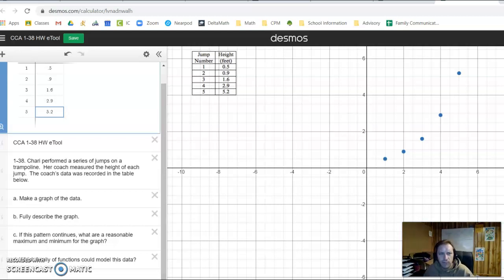It says, which family of functions could model this data? Well, that's a good question. An exponential starts to curve like that. A parabola kind of has half of that curve, but it doesn't have the negative half. So maybe we'll talk about it looking like kind of an exponential type function. But it definitely has its limits.